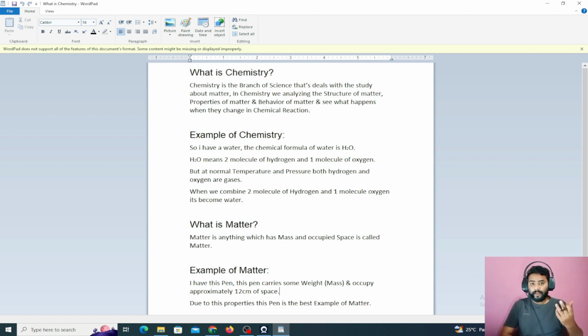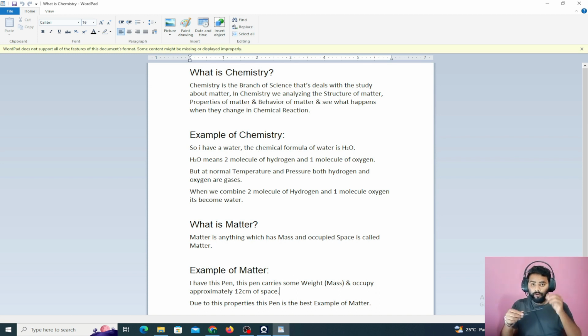So I will explain to you in detail what is matter. Anything which has mass and occupies space is called matter. For example, I have this pen. This pen carries some weight and occupies approximately 20 centimeters of space. Because this pen has a certain mass and occupies certain space, due to these properties this pen is the best example of matter.